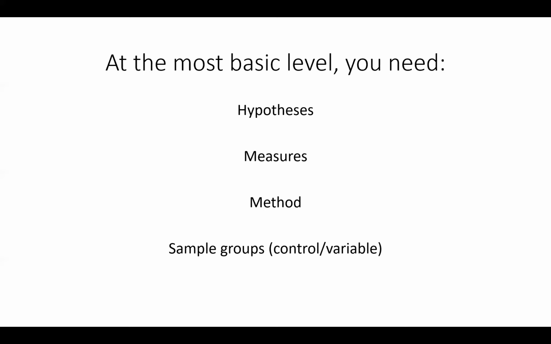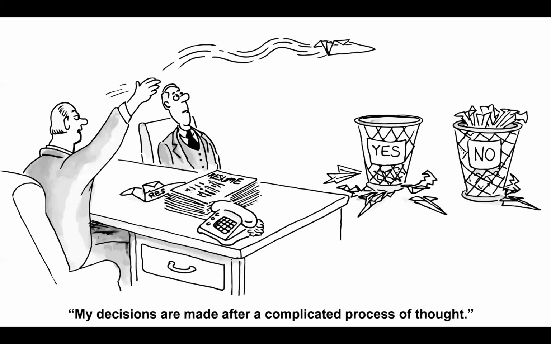At the most basic level, you need these 4 things: hypotheses, measures, method, and sample groups. Ideally, a control and variable group, maybe multiple variable groups, but that's not always possible or necessary. However, first things first, let's dive a little bit into hypotheses, and then we'll go into some of the less obvious stuff, as these are often done wrong and are really the foundation of a good study.